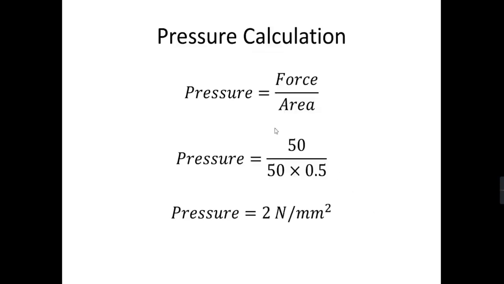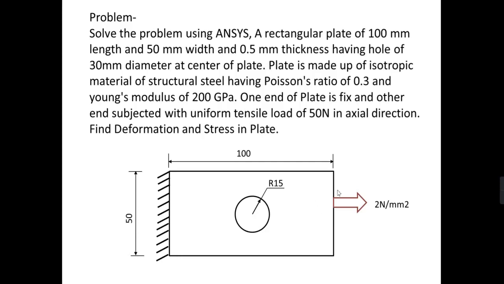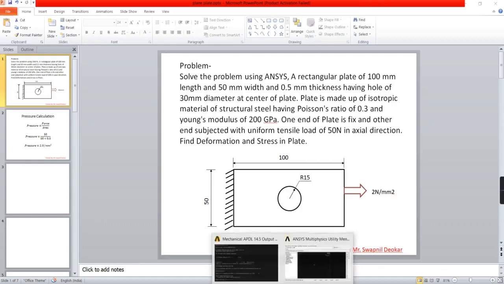So how do we calculate the pressure? Pressure is nothing but the force upon area. So force is 50 Newton. And what is area? Width into thickness. So 50 into 0.5, so we get the pressure 2 Newton per square. Now we are going to find out the deformation and stresses in the plate.